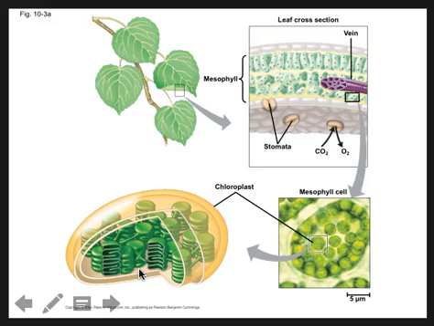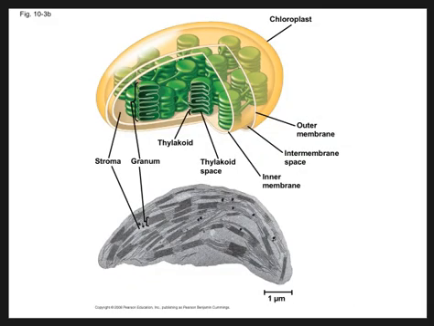was called stroma, S-T-R-O-M-A. Don't confuse stroma with stoma or stomata. Stoma or stomata are the holes in the underside of the leaf where we bring in carbon dioxide and release oxygen. Stroma is the liquid in between the grana. So don't mix those up.